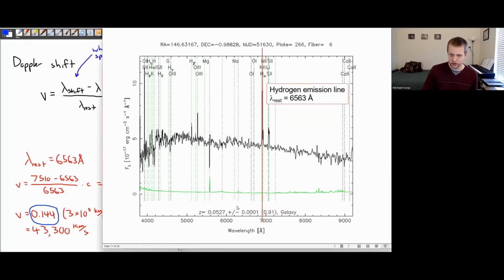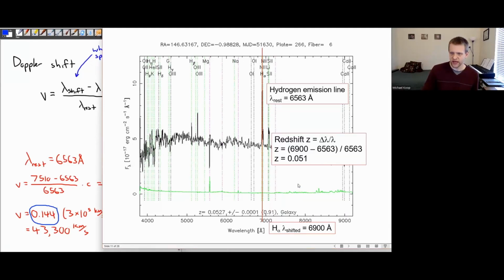Okay, so when I ran the numbers on this one, I said that the shifted wavelength is around 6,900 angstroms. And when we go through the calculations, we can identify the redshift: the shifted wavelength minus the rest wavelength, divided by the rest wavelength. And this galaxy seems to be moving at around 15,000 kilometers per second.